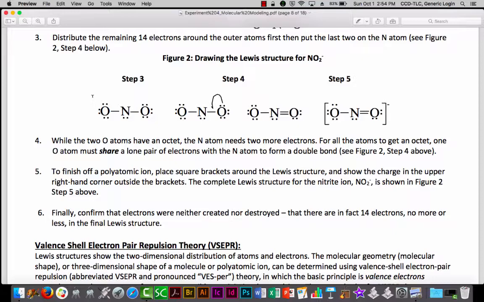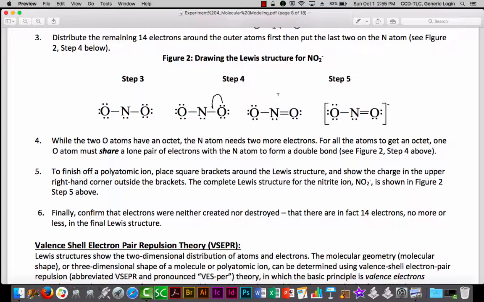Then we check to see if we have an octet. Oxygen, 1, 2, 3, 4, 5, 6 non-bonding, 2 bonding, so that's good. Same with this oxygen. Let's look at nitrogen, has 2 non-bonding electrons and 4 bonding electrons, so it's only 6. So we need to add another bond between nitrogen and oxygen, which we do here. So we move 2 lone pair electrons from one oxygen and create a bond between that oxygen and nitrogen.